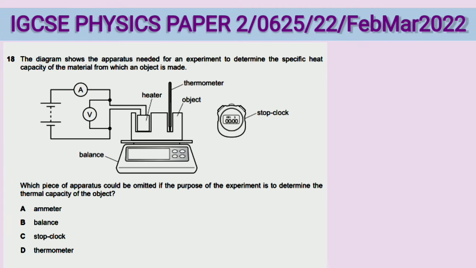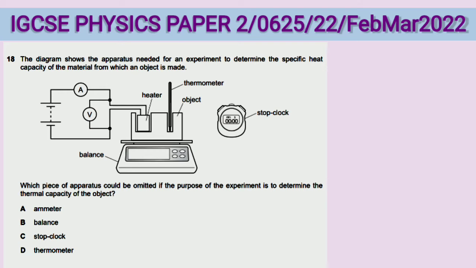Our next question, question 18. The diagram shows the apparatus needed for an experiment to determine the specific heat capacity of the material from which an object is made. Which piece of apparatus could be omitted if the purpose of the experiment is to determine the thermal capacity of the object?